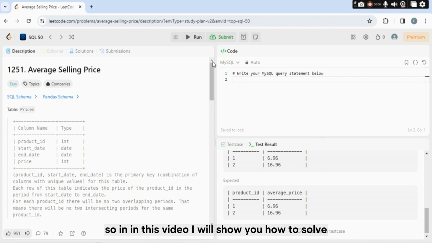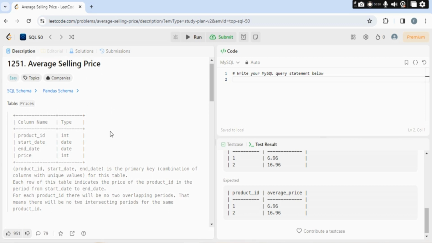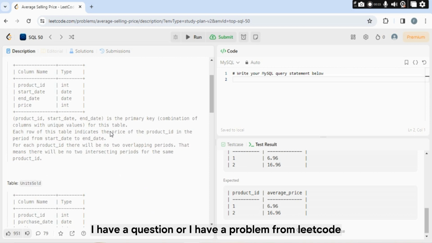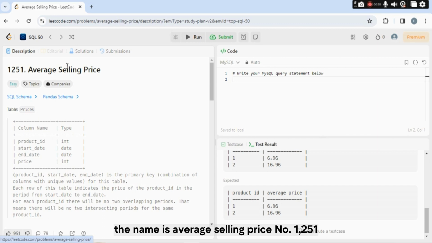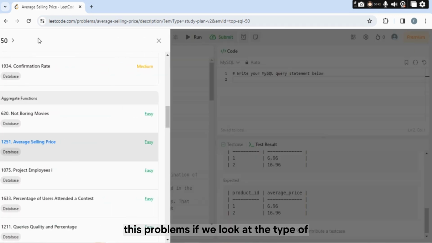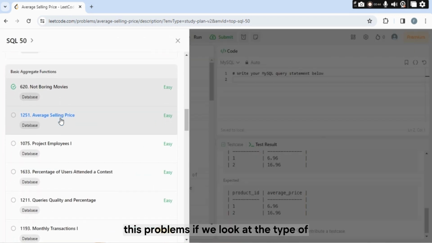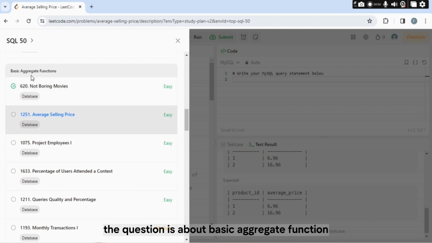So in this video I will show you how to solve a SQL problem in leetcode.com. I have a problem from Leetcode. The name is Average Selling Price, number 1251, and the type of question is easy. If we look at the type of the question, it is about basic aggregate functions.